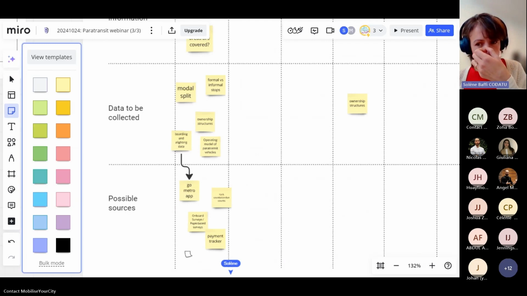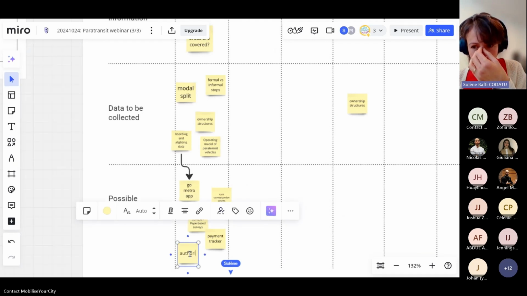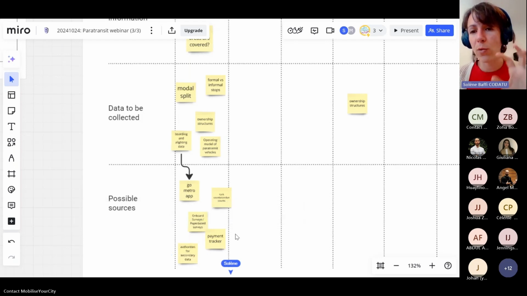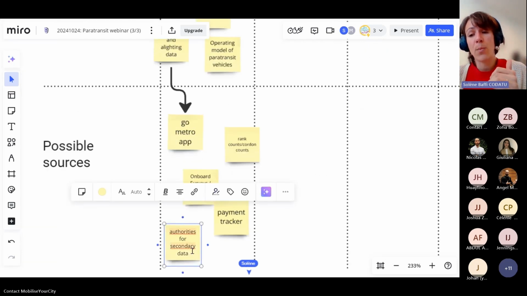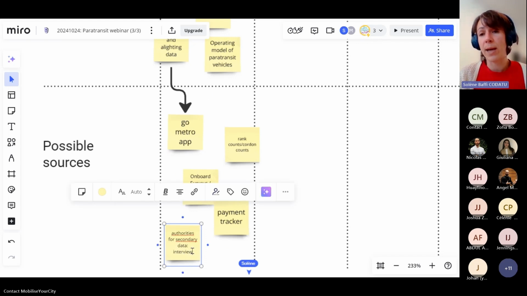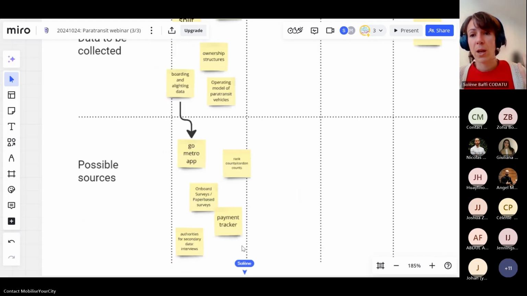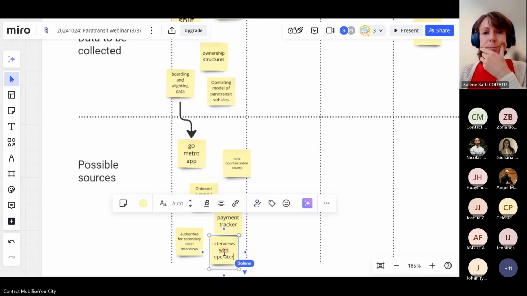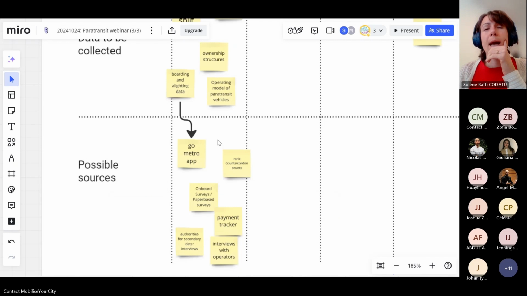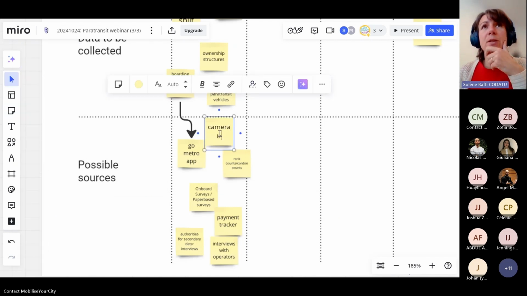So Justin, maybe to generalize a bit your comment, definitely authorities for secondary data. I would just regroup that with interviews, maybe. So we could have interviews with authorities. Maybe another type of interviews we could have would be directly with the operators themselves. And possibly as well with the passengers.